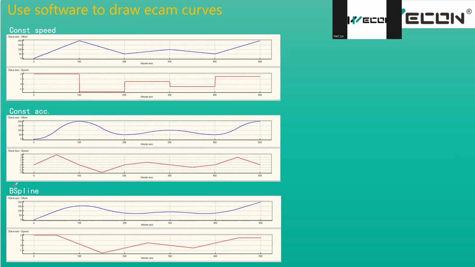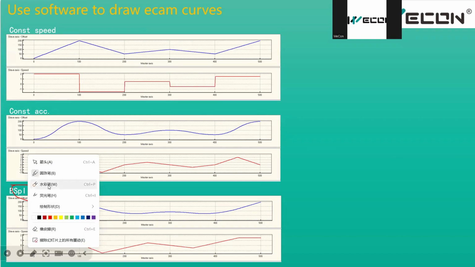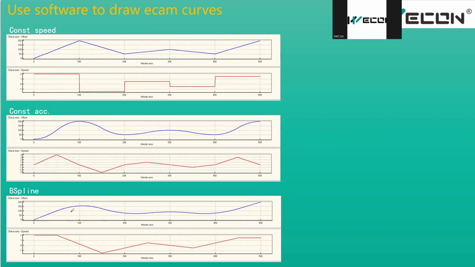Okay, and then last is basis P line. But usually we don't use this speed curve. So you can just have a look at this curve.